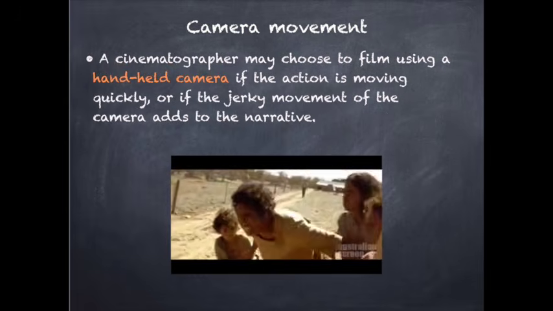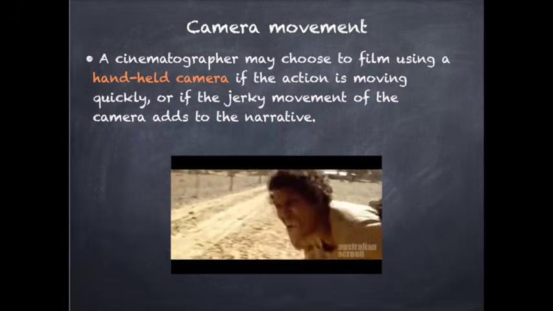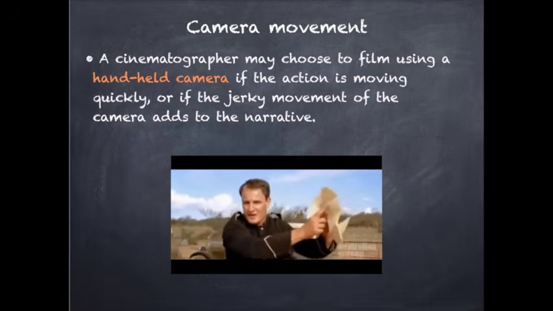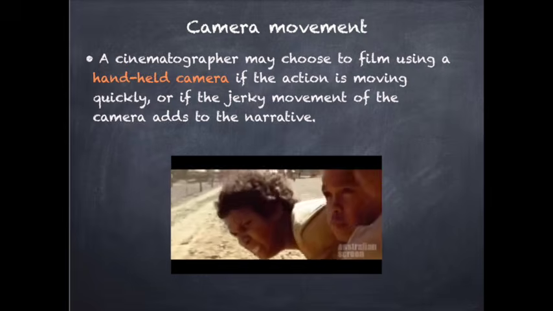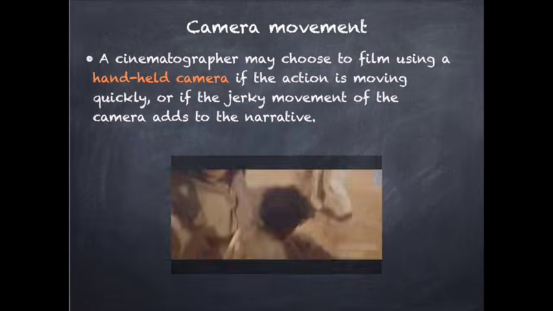A cinematographer may choose to film using a handheld camera if the action is moving quickly, or if the jerky movement of the camera adds to the narrative.